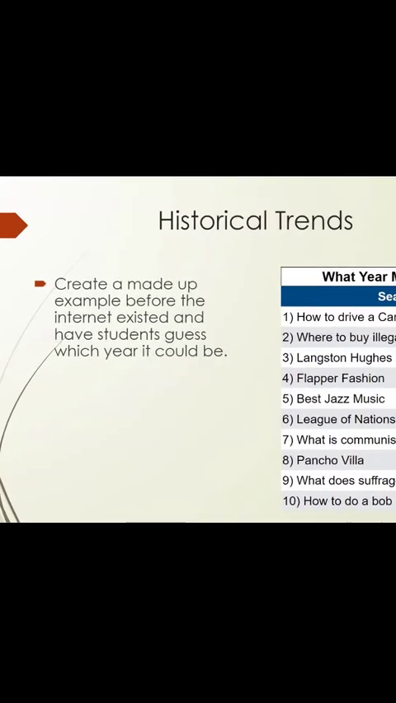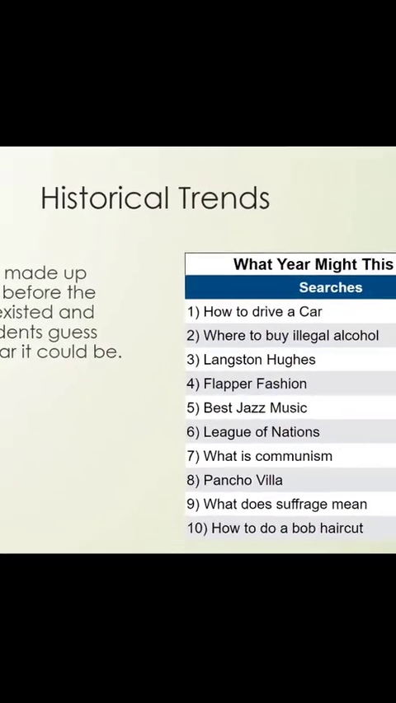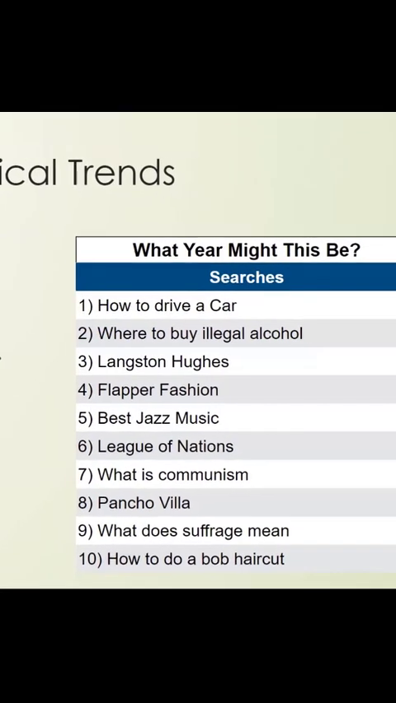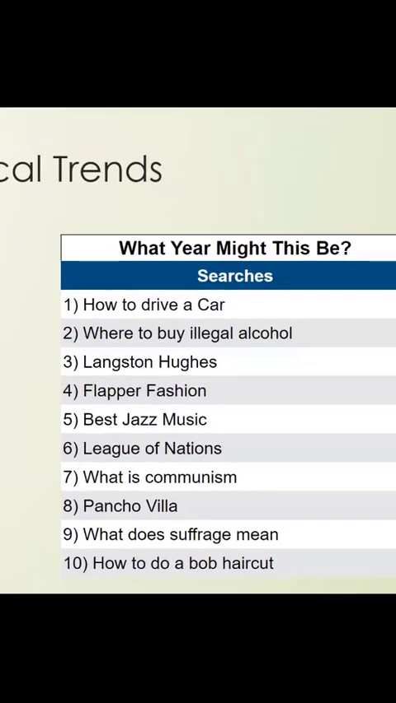And then we can take it a step further and have students look into historical trends in general. So these could be time periods where the internet did not exist yet. So I put an example here so you could guess what year this might be and have students guess, based off of what you just learned, or maybe it's a future unit. So just another way you could change it up a little bit.